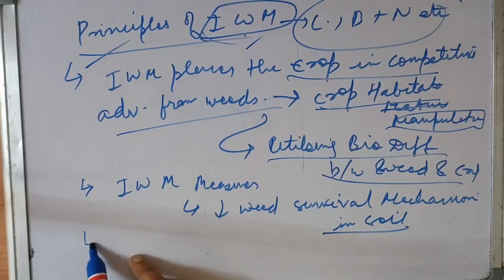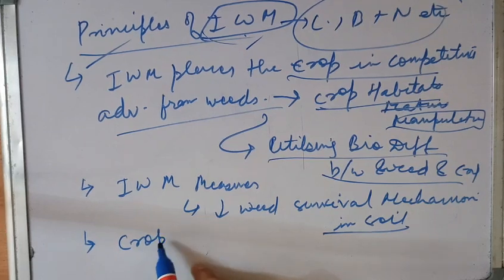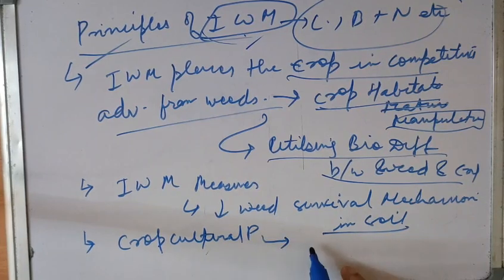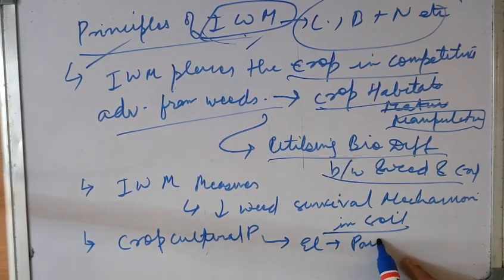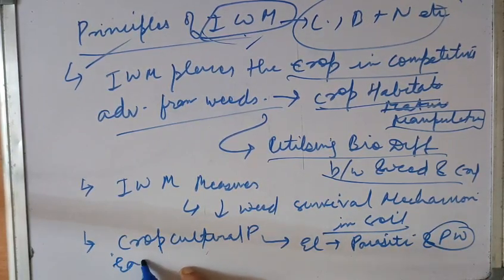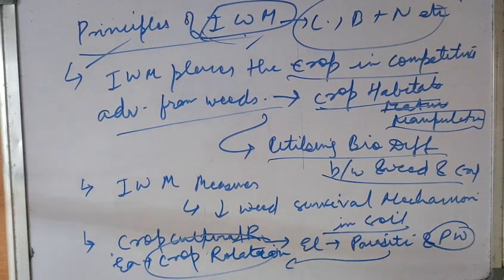We are discussing principles of IWM, that is integrated weed management. We have to use proper crop cultural practices to eliminate especially parasitic and perennial weeds. For example, crop rotation. We all know that parasitic weeds are dependent partially or fully on the crop. So when you grow the same crop again and again, the parasitic weed gets attached to the field very much. But during crop rotation, if the crop is changed, the survival of the parasitic weed is gone. They will not be able to survive.